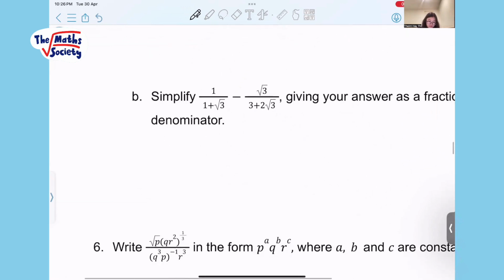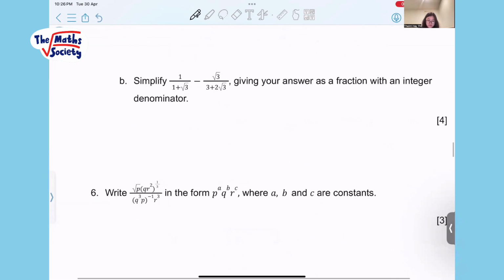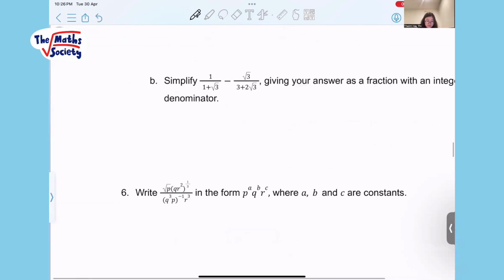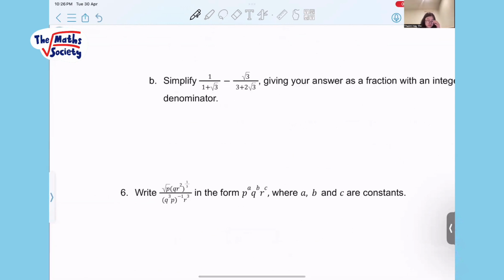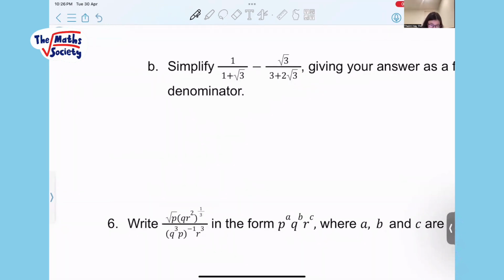And then you have to simplify 1 by 1 plus root 3 minus root 3 by 3 plus 2 root 3, giving your answer as a fraction with an integer denominator. So the denominator has to be an integer. Let's simplify it, because we just need to make sure that the denominators are the same. So we have to multiply them, which will be 3 plus 2 root 3.